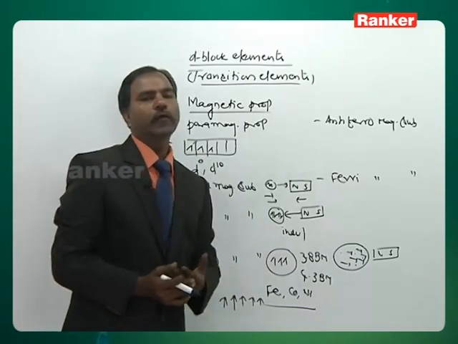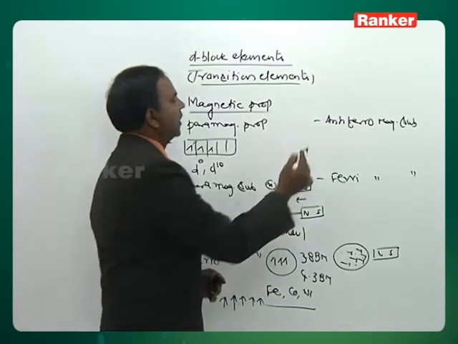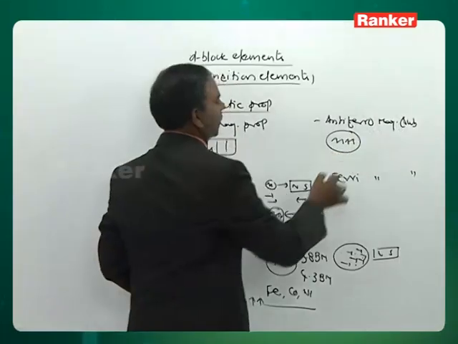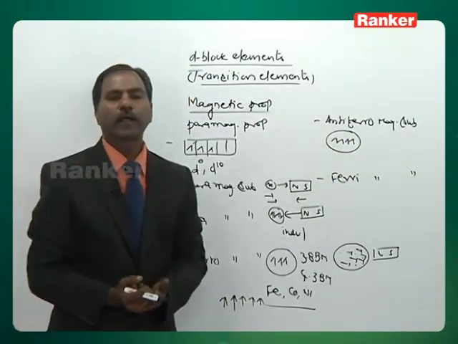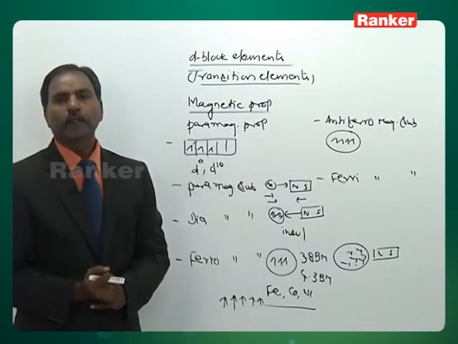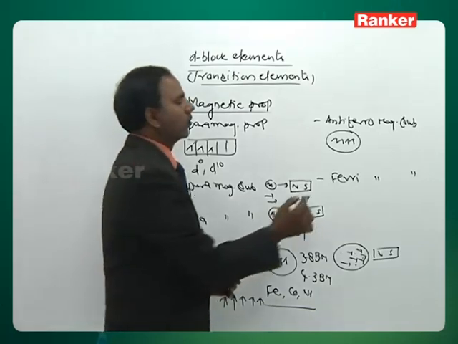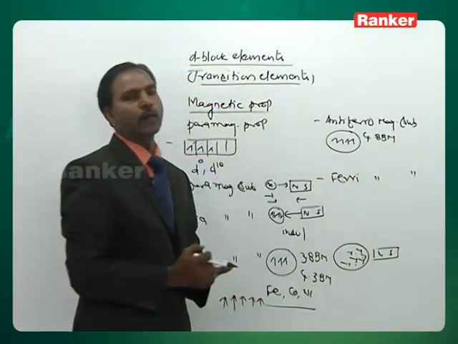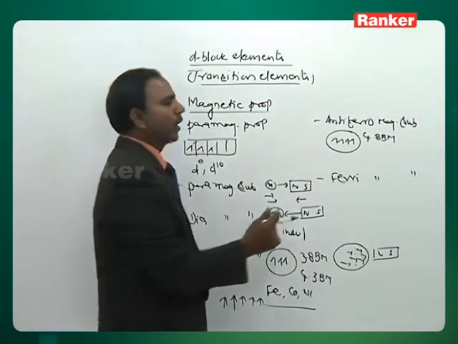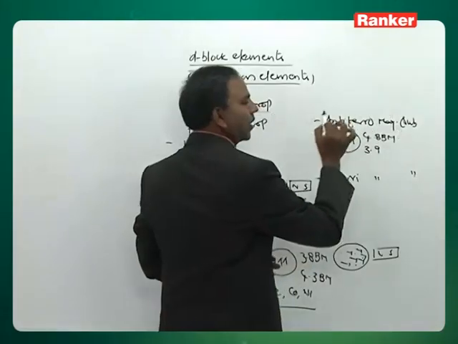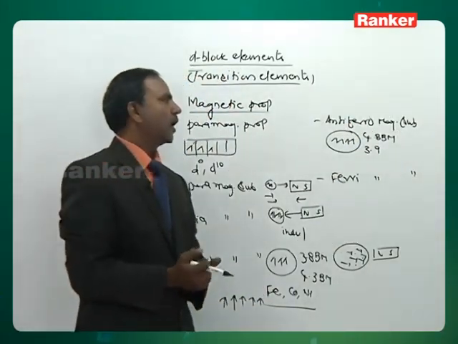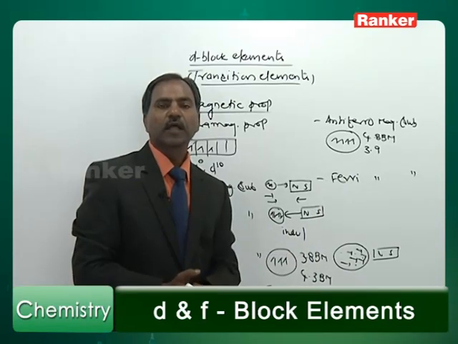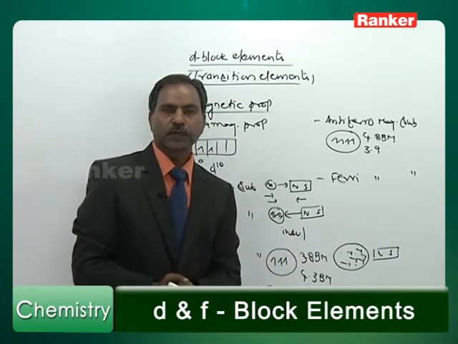Coming to antiferromagnetic substance. The substance which is exhibiting lesser paramagnetic moment than expected from the number of unpaired electrons. Look here, it is carrying 4 unpaired electrons. Once 4 unpaired electrons are there, you can expect a paramagnetic moment of 4.8 Bohr magnetons. But it is not exhibiting 4.8, it is only exhibiting 3.9, imagine. Then such a substance we call what? Antiferromagnetic substance, which exhibits lesser paramagnetic moment than expected.